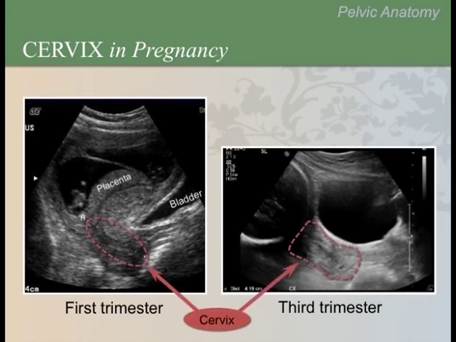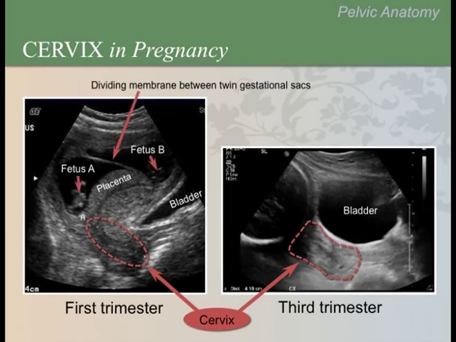Here we have labeled the bladder and outlined the cervix in both images to make them more obvious. Did you identify what was unique about the left image? The answer is that we see two fetuses, each in its own gestational sac with a dividing membrane. This means that this is a twin pregnancy.